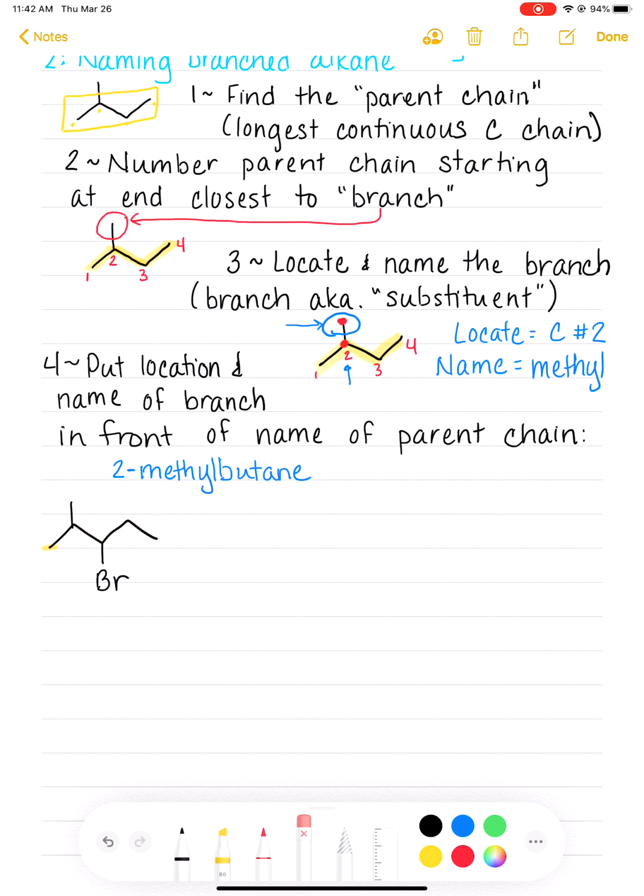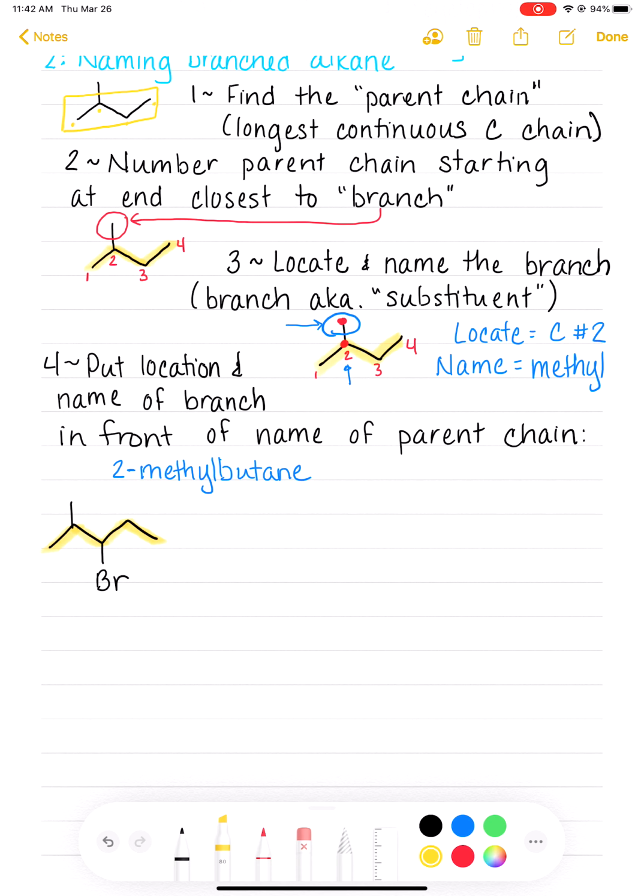Let's check the other possibility here too. If we start up here, 1, 2, 3, 4, 5. So we've got two branches that have 5 carbons. In that case, when there's a tie, it really isn't going to matter which one you choose. I'll just choose this one because it's left to right. So step 1, find the parent chain.